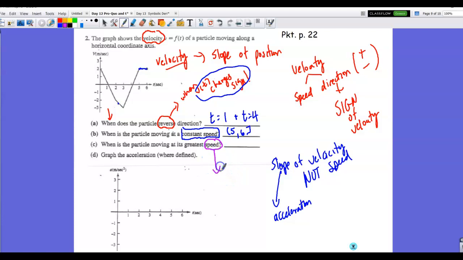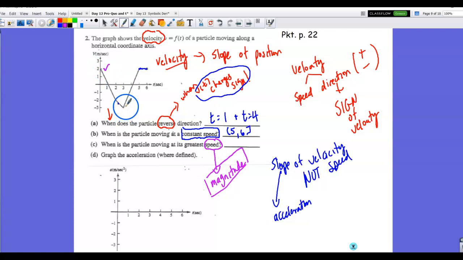So what I'm looking for, the greatest speed, is the greatest magnitude or distance from the x-axis. I mean, yes, I could take the absolute value of this graph. I could reflect this piece that's below the x-axis above and create a speed graph. But really, I'm just trying to figure out when the velocity graph is at its greatest magnitude or distance away from the x-axis. So I would say my candidates are here.